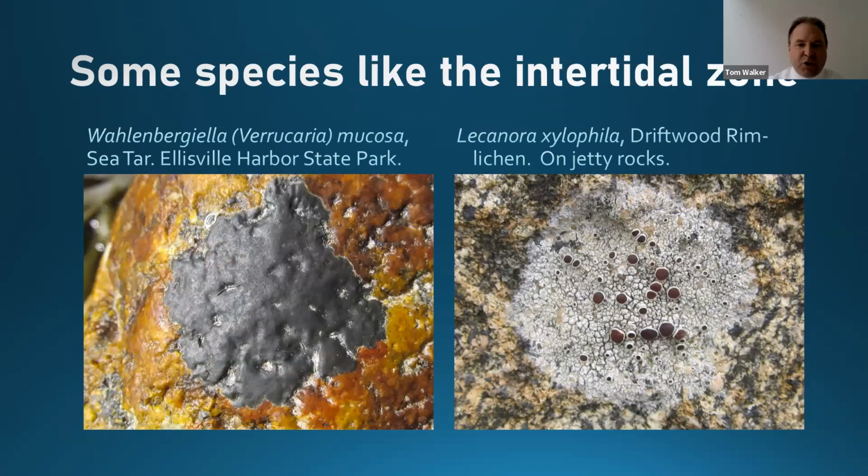Some species will show up in the intertidal zone. This one here on the left is called sea tar, and when that one is wet, it is green, so you can look for that on tidal rocks. I haven't seen it on the Cape yet, but you can see it very easily at Ellisville Harbor State Park. And the one on the right is called driftwood rim lichen, commonly found on driftwood out on the West Coast, but we don't have a lot of driftwood here on the East Coast, so you can often find it on piers and jetties.